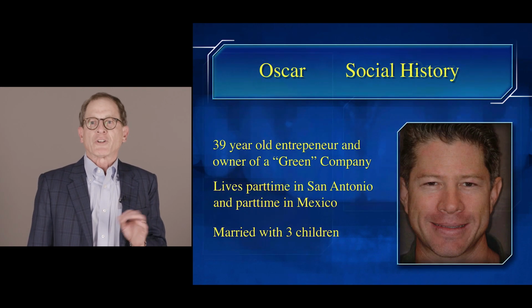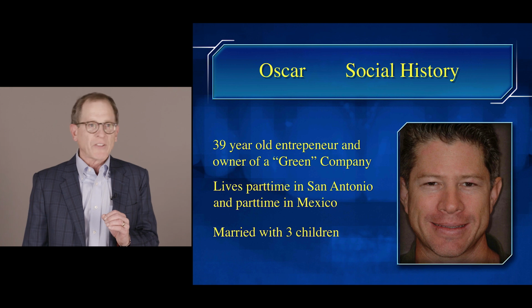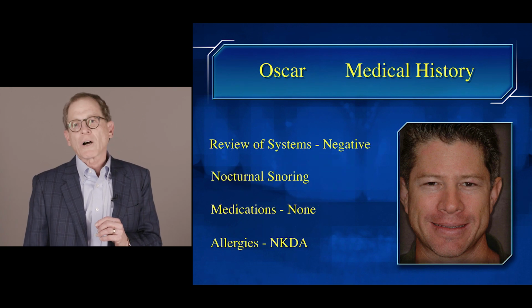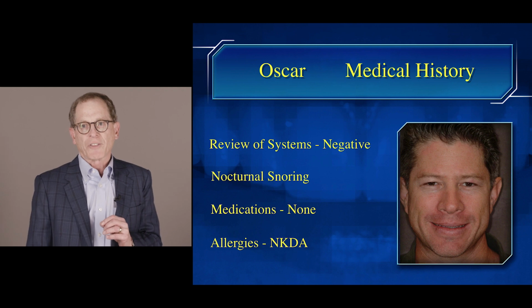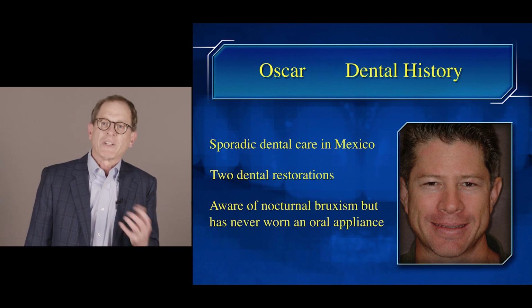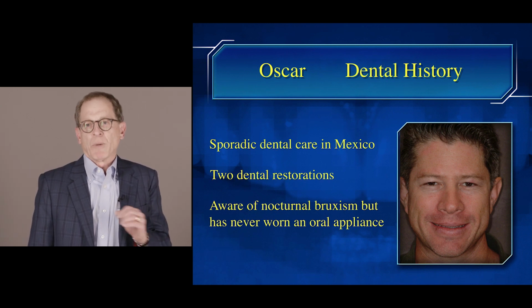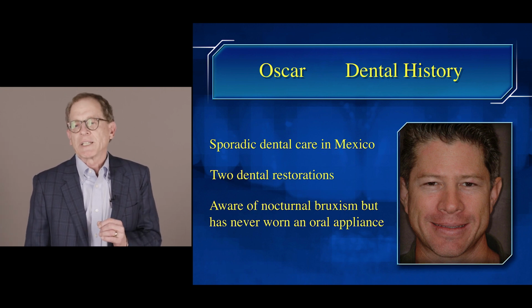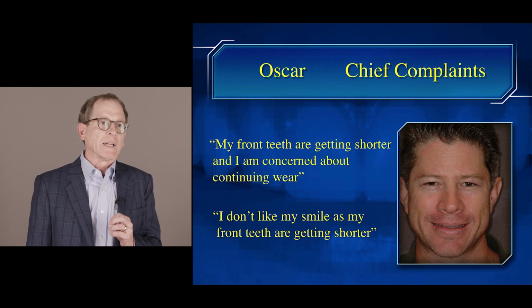First of all, we're going to do the traditional things we always do. We're going to talk about the social history, and you can see it there. We're going to talk about the medical history. Oscar is a healthy guy. He reports no medications, and he has no drug allergies. We're going to talk about the dental history. He doesn't have much of a dental history. He's had a little bit of dentistry done in Mexico. He knows that he grinds his teeth, but he's never worn a nighttime appliance.